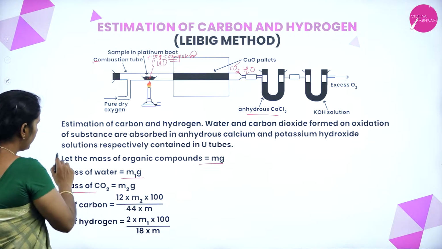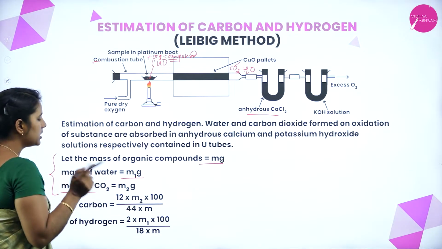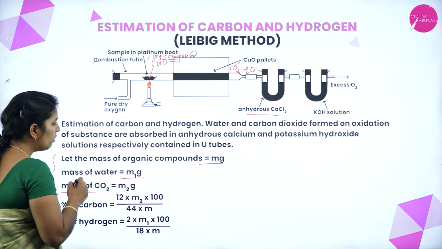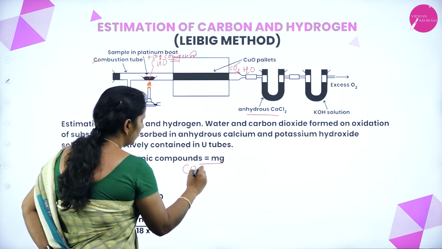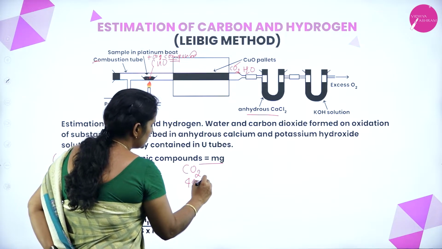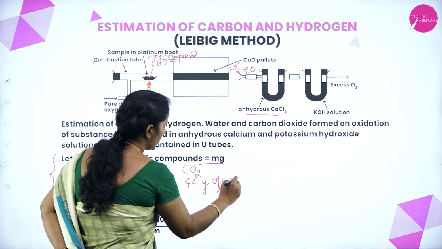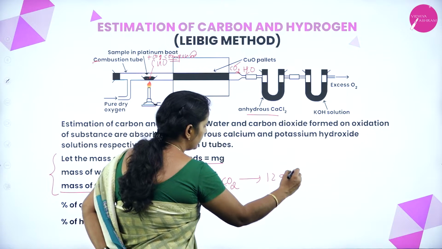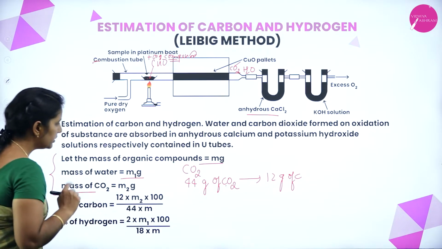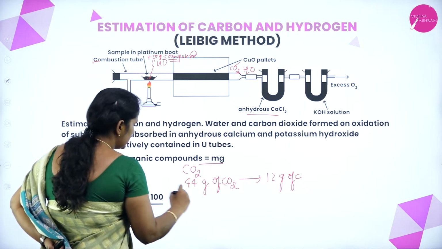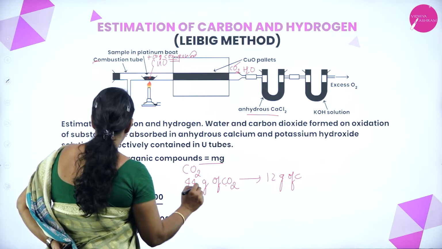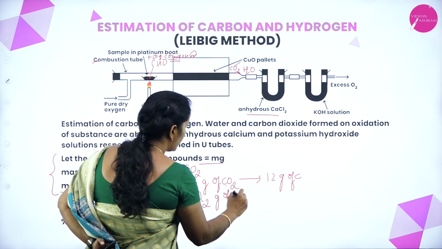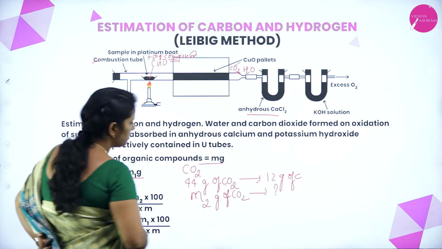Now I know that from the stoichiometric equation, the percentage of carbon is calculated by this equation. What is the molecular mass of carbon dioxide? It is 44 grams. So 44 grams of carbon dioxide contains how many grams of carbon? 12 grams of carbon. Correct? So m2 grams of carbon dioxide contains how many grams of carbon?